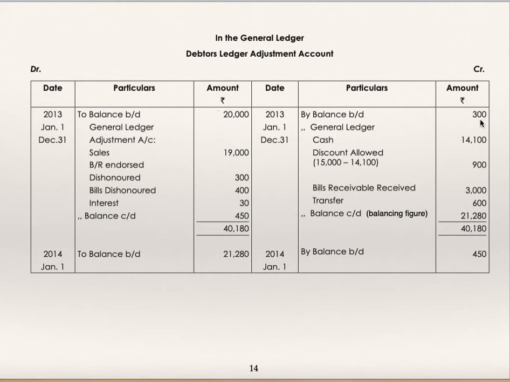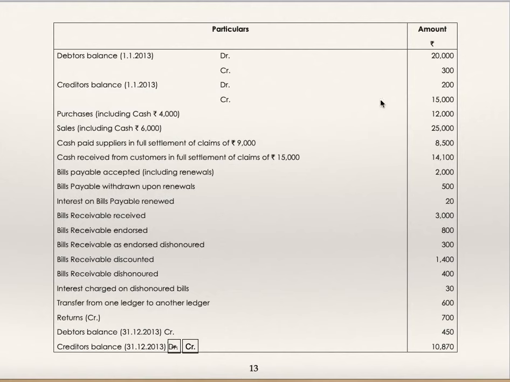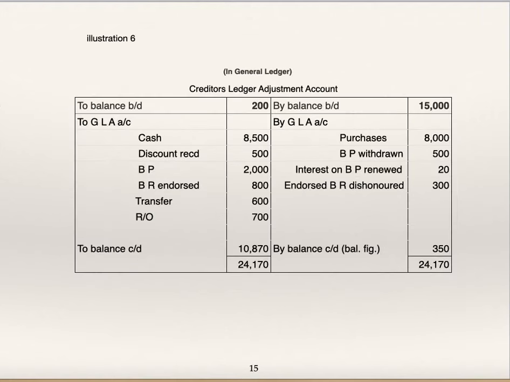By balance brought down sometimes 300. By general ledger adjustment account and to general ledger adjustment account, this is the heading. Below that you will have all transactions. Creditors balance debit is 200, credit is 15,000. By balance brought down 15,000, to balance brought down 200.